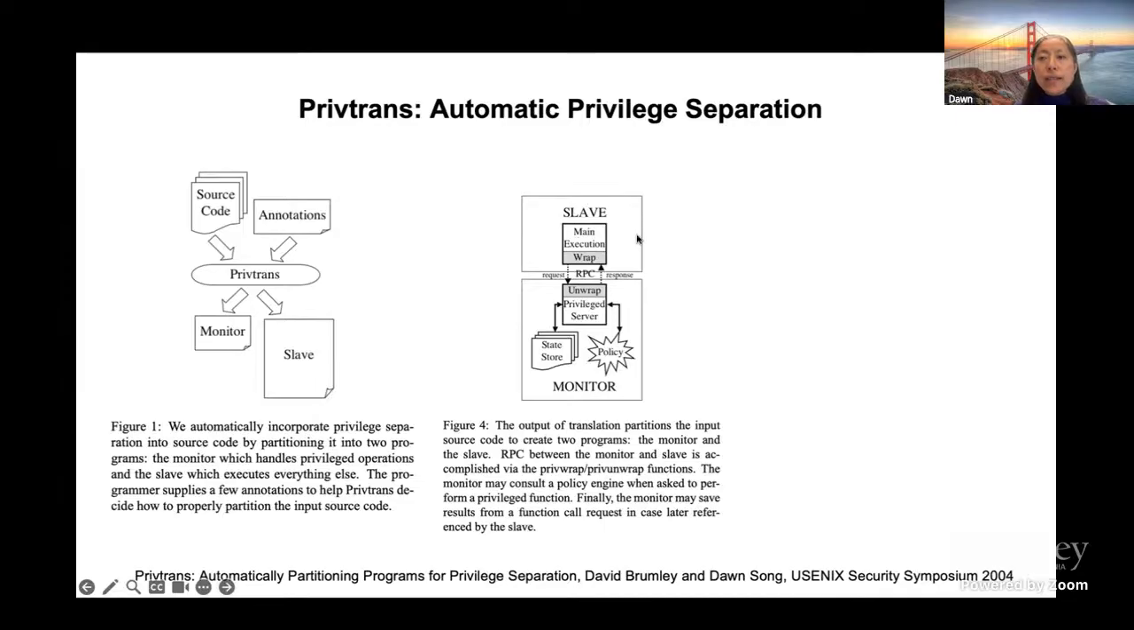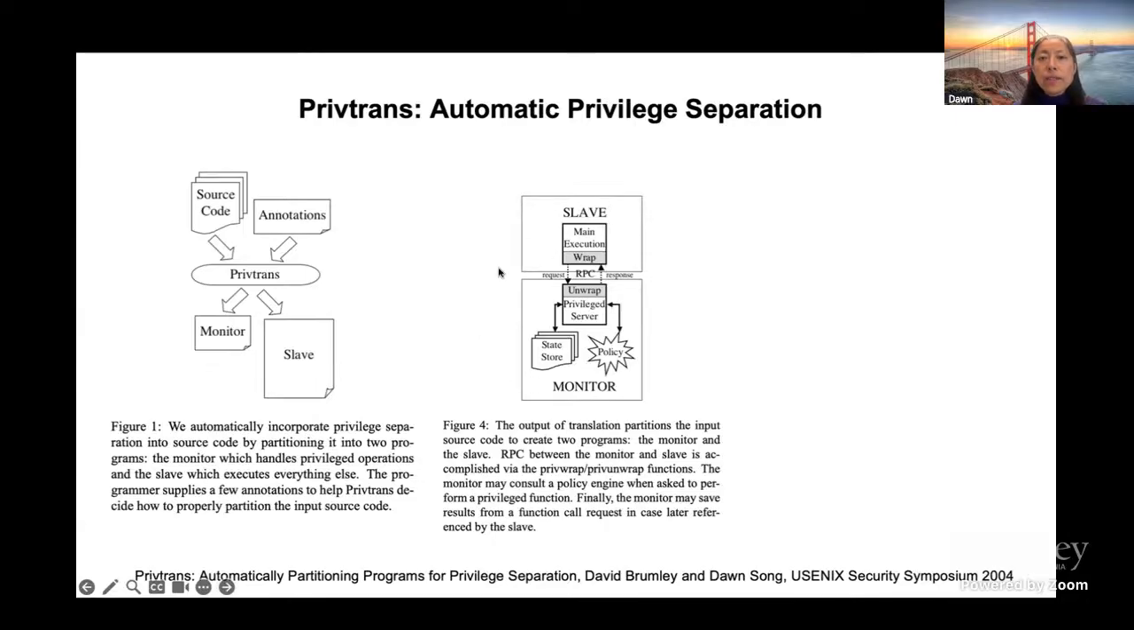However, given that it's unprivileged or has low privileges, even if there's a vulnerability in the slave that's later compromised, the attacker won't be able to actually have the higher privilege, which is in the monitor, and hence the attack is now confined in these unprivileged or low privilege components.